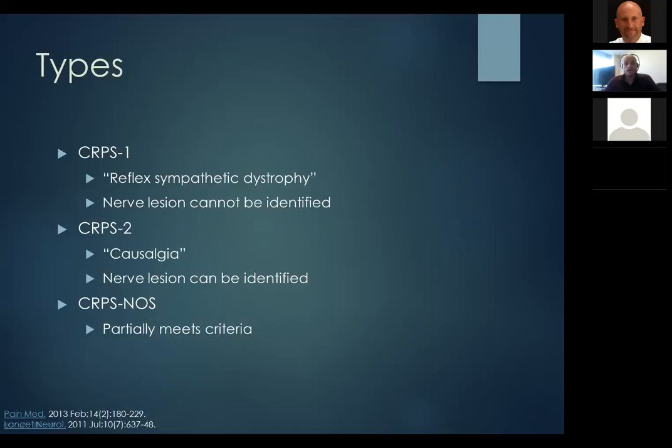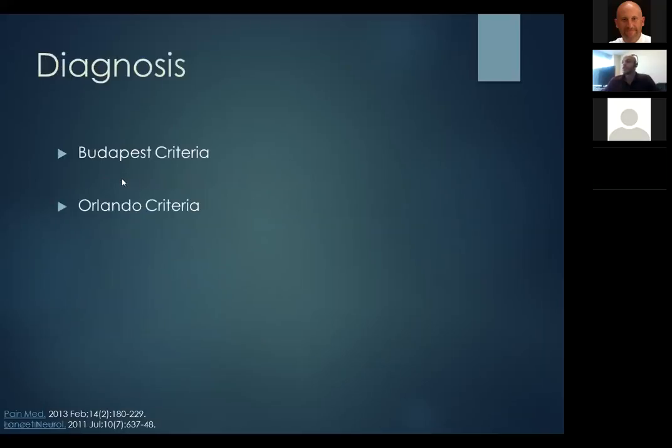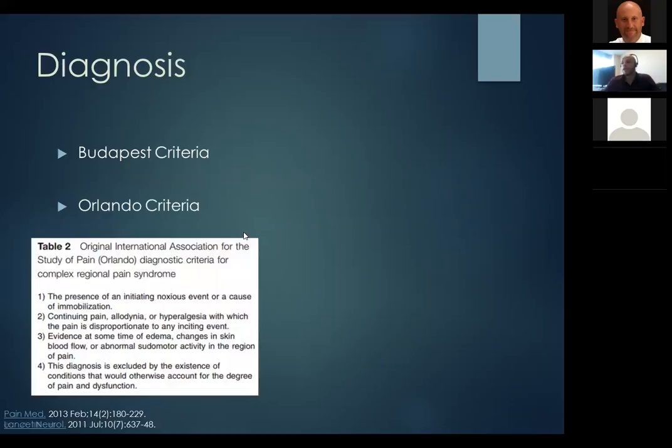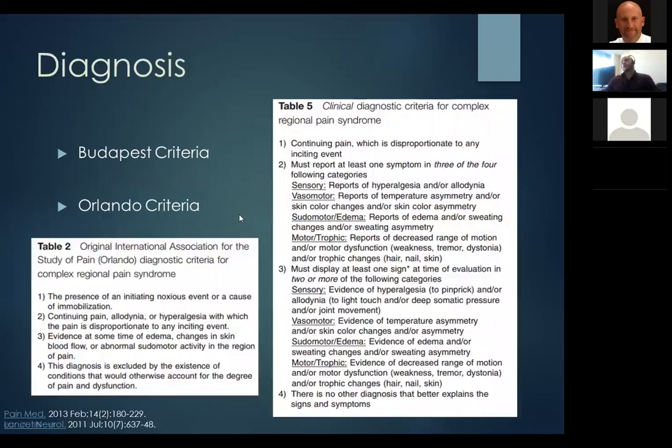So how do we diagnose this condition? There's typically 2 ways that we look at diagnosing this condition. There's 2 criteria. The first one is the Budapest criteria, and then the second one is the Orlando criteria. So which one you use is kind of up to you, but much like fibromyalgia, there is no diagnostic test to determine if a patient has CRPS. The diagnosis is typically based on clinical features.